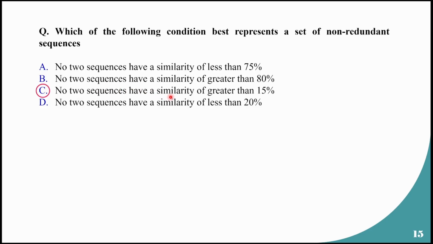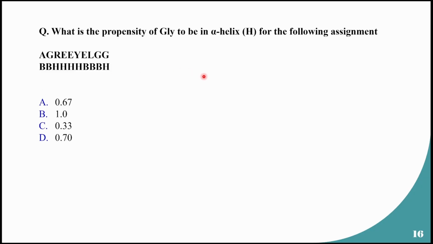For option C, no two sequences have a similarity of greater than 15%. So if the similarity is not greater than 15%, that means that they are quite different sequences, right? So that would mean essentially that this is a non-redundant set of sequences, right? Okay. These kinds of simple questions you can also get.